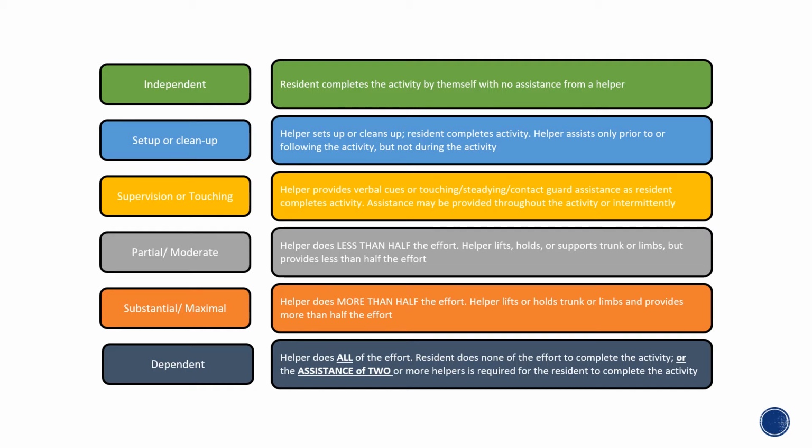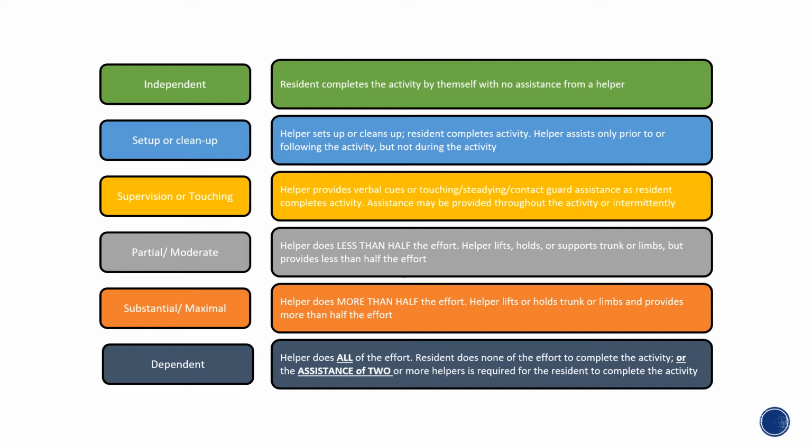Now, onto the scale. Independent: this means the patient can do the activity all by themselves. No help needed. Setup or cleanup: the helper sets up or cleans up, and the resident completes the activity. The helper only assists prior to the activity, but not during the activity. For example, the helper might cut up food or set up hygiene items, but they don't need to help during the activity itself.